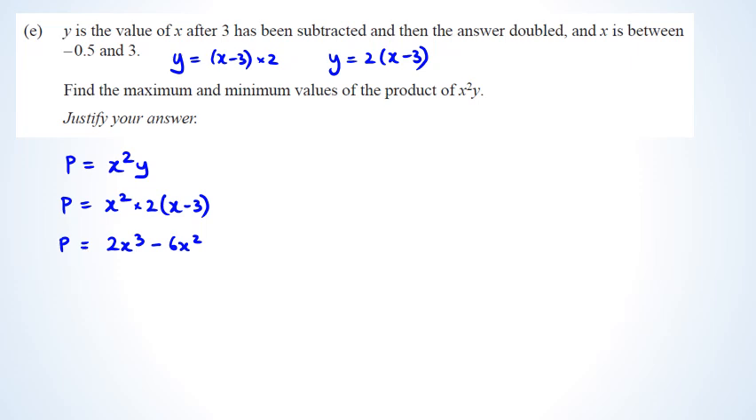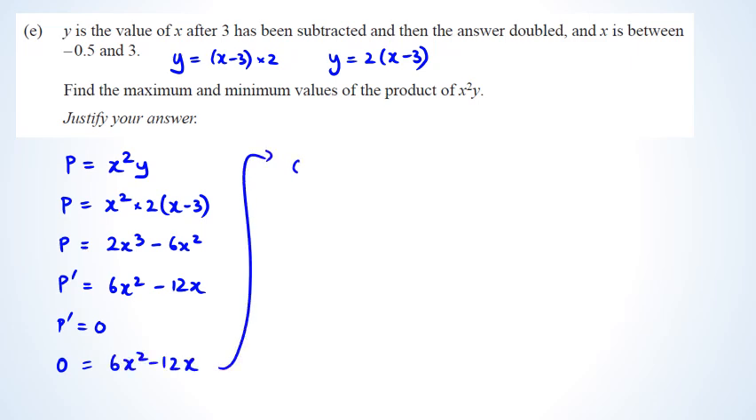So we want to figure out what the maximum and minimum values of p is. So we got to differentiate it. When we differentiate it, we get 6x squared minus 12x. And then for maximum and minimum values to happen, we know that p dash has to equal 0. So we got 0 equals 6x squared minus 12x. So 0 equals 6x multiplied by x minus 2. And therefore I can say x is equal to 0 or positive 2. So those are my two values for p when the gradient is equal to 0.